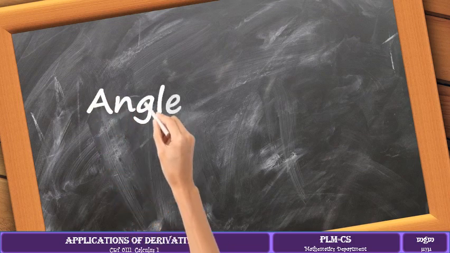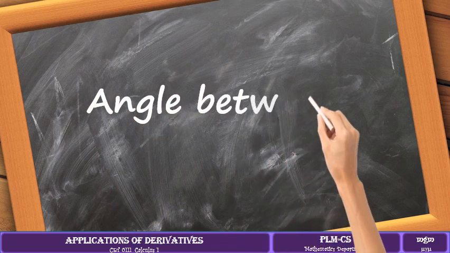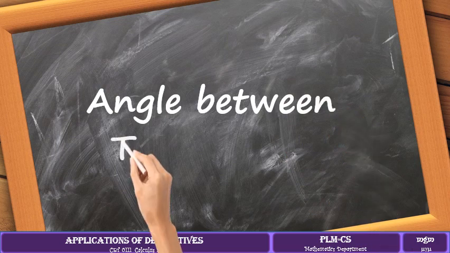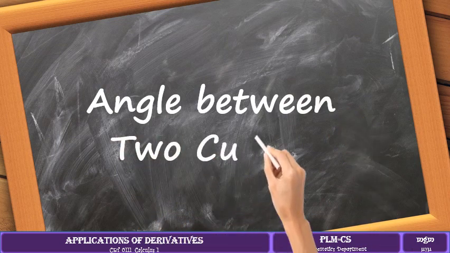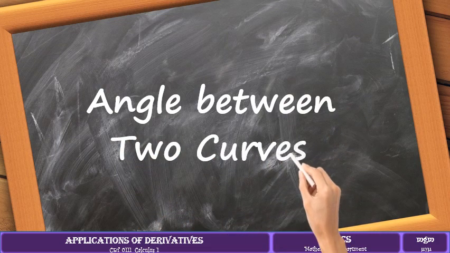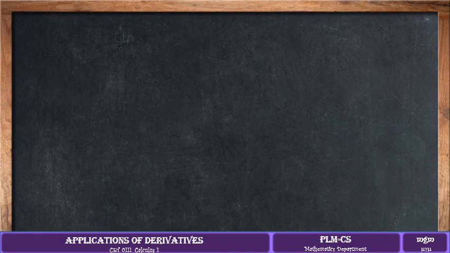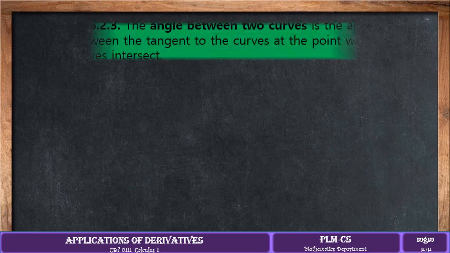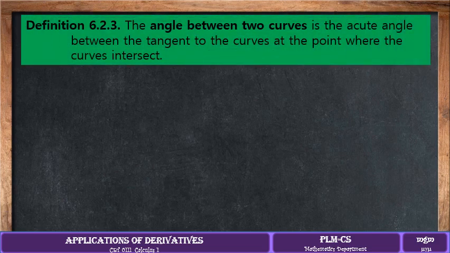In this video, we will derive a formula for finding the angle between two curves. To begin with, let us define the angle between two curves. By definition 6.2.3, the angle between two curves is the acute angle between the tangent to the curves at the point where the curves intersect.